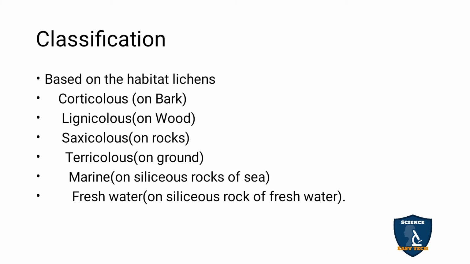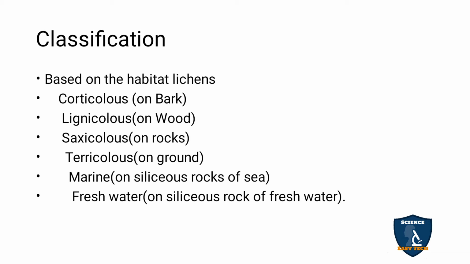Lignicolous, it grows on the wood. Saxicolous, it grows on the rocks. Saxi means rocks. Terricolous means on the ground, it grows on the ground. Marine means in the sea you have siliceous rocks and it grows on that place, that is called marine lichens. Freshwater lichens also grow on siliceous rocks only, but where it is present in the fresh water.